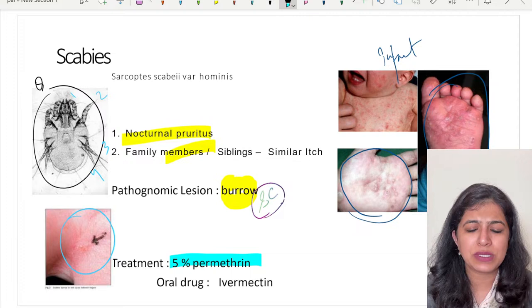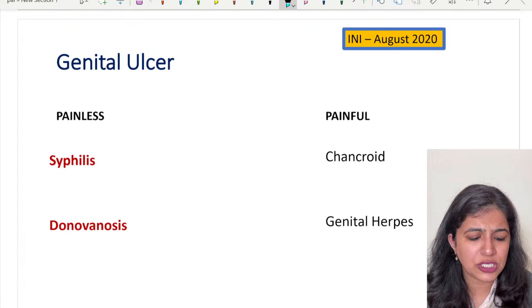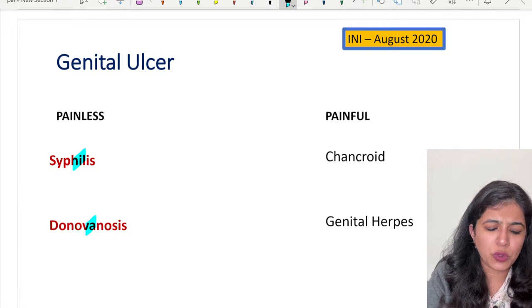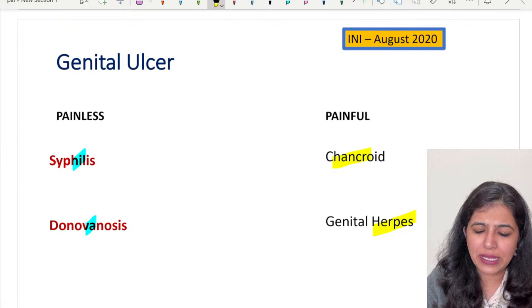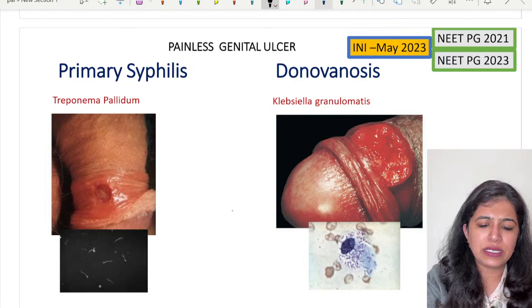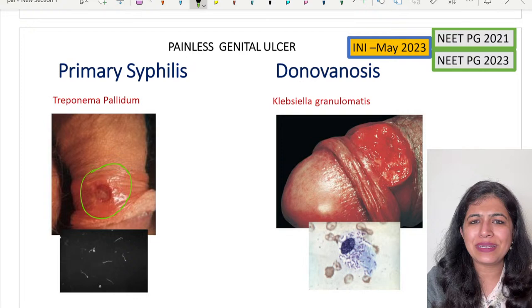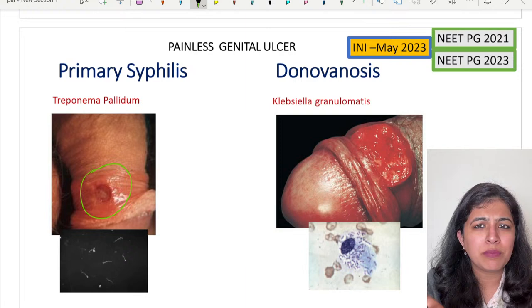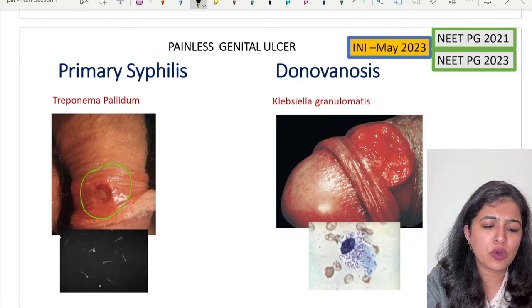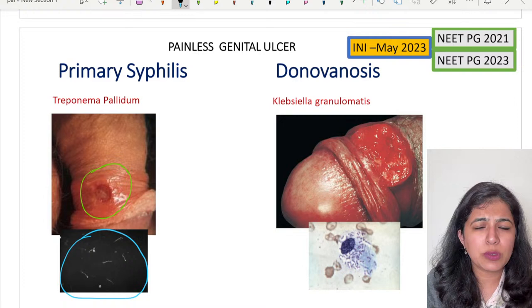Then we come to genital ulcers. In genital ulcers, first of all, in the question, you have to assess whether the lesion is painless or painful. A painless genital ulcer could be syphilis or donovanosis, while a painful genital ulcer is chancroid or herpes. Syphilis will classically be described as a painless, indurated genital ulcer, with painless bilateral inguinal swellings. So painless indurated ulcer, painless inguinal lymphadenopathy, next investigation dark field microscopy, in which we see these spiral bacteria. Treatment of choice, single dose benzathine penicillin.